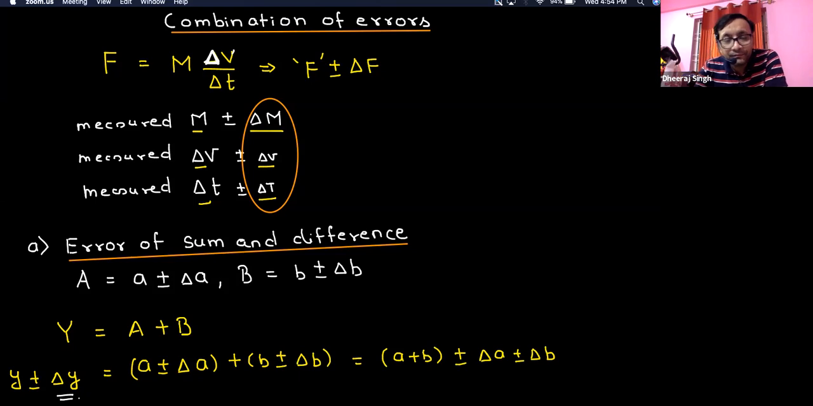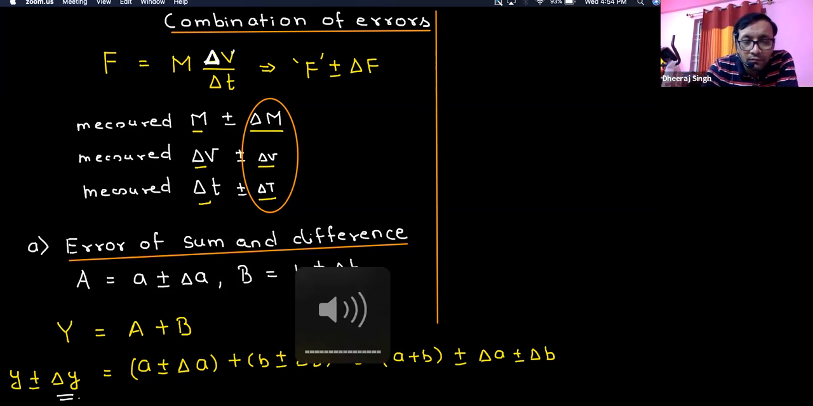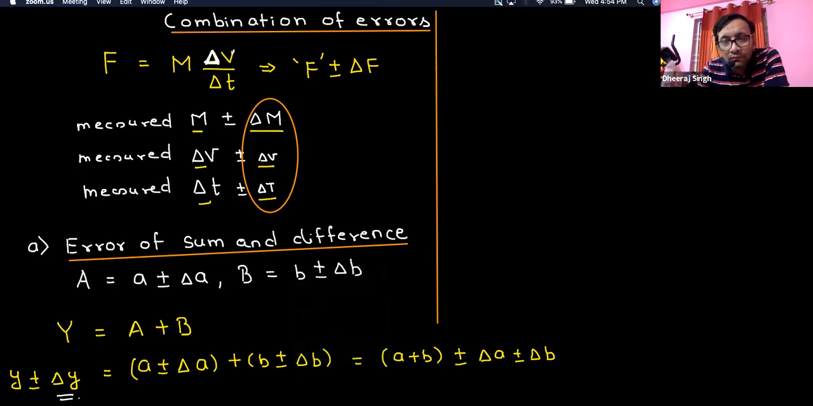Type it out quickly. No one? All of you? Correct. So the maximum possible error you have to calculate every time. So delta Y is delta A plus delta B.